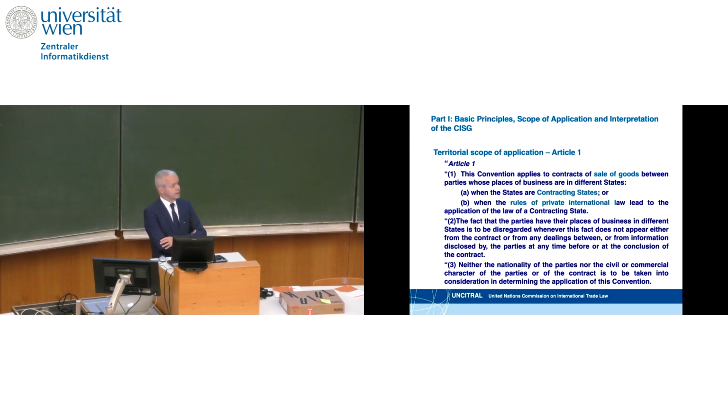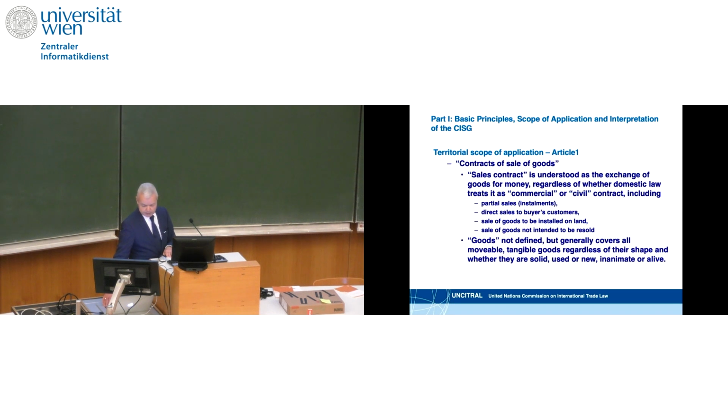The fact that the parties have places of business in different states is to be disregarded when that is not apparent from the dealings between them. And the other important notion on the scope of application of the CISG is that neither the nationality of the parties nor the civil or commercial character of the contract has any relevance for the application of the CISG. What does that mean concretely? We'll see now.